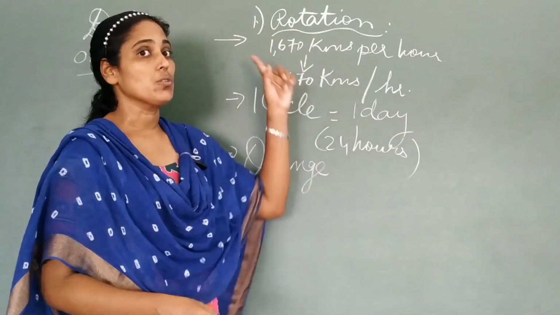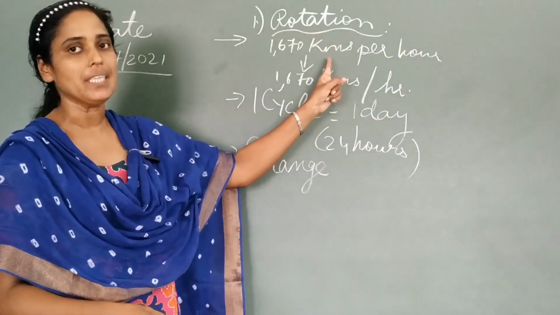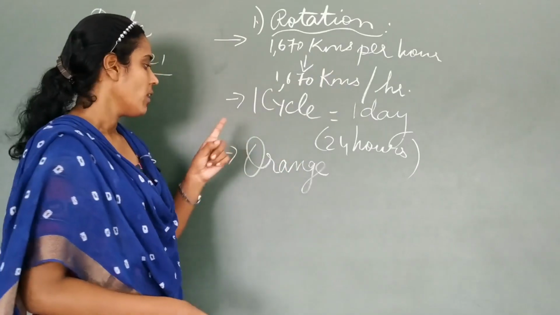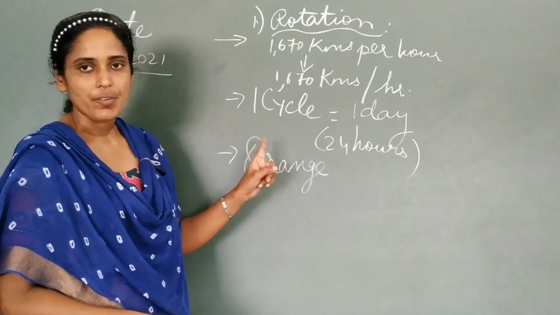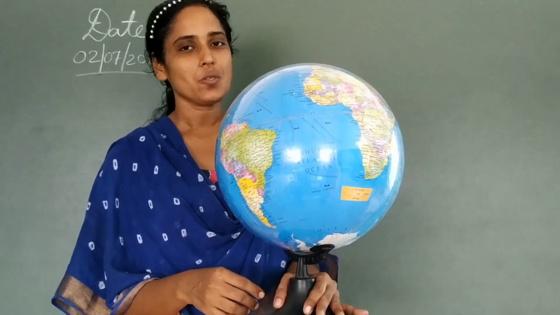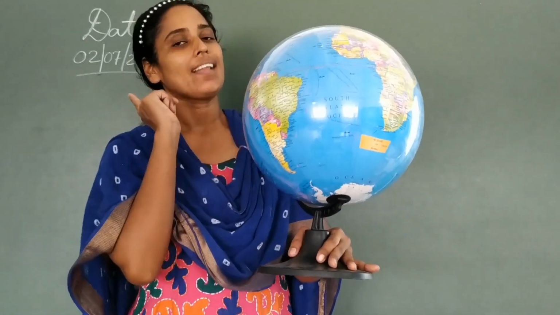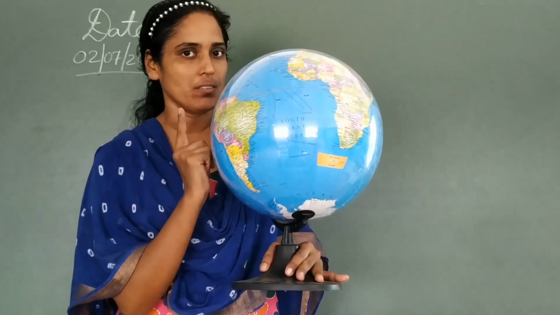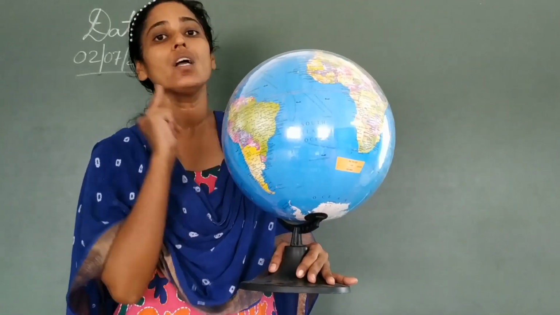That shape is obtained by the earth due to this rotational speed. This speed is very important for that shape of the earth, that is the shape of an orange. So students, what did we see? That the earth rotates on its own axis. That is the rotation. That concept is very clear with you.